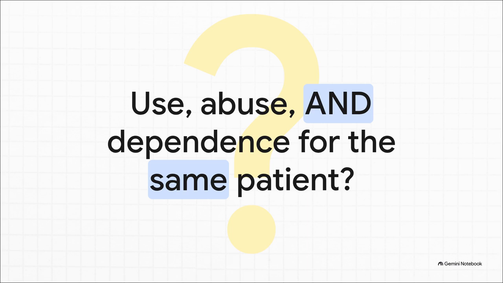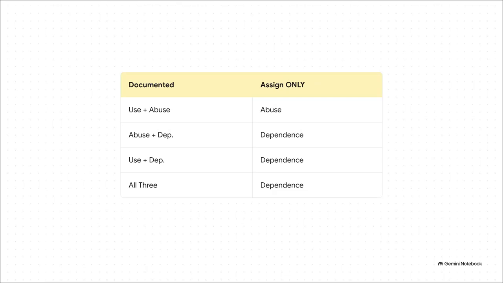But if you submit duplicate codes for all three of these conditions, boom, immediate claim edits, flagged audits, and denied payments. So you can only choose one. But which one? CMS gives us a strict three-tier hierarchy for this exact situation. It's basically a game where dependence is the undisputed king. It always beats abuse, and it always beats use. If the chart says both use and abuse, you just code abuse. If it says abuse and dependence, dependence wins out. And if the provider documents the whole shebang, use, abuse, and dependence, you only assign the code for dependence.